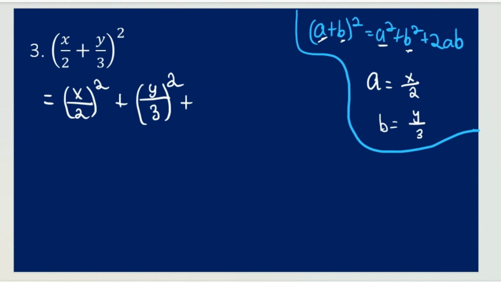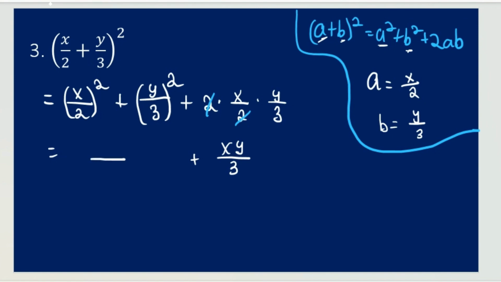Now to substitute. Here there's a 2 times, so a is going to be x over 2 times, then y over 3 is going to be b. And now just multiply, so cross the 2 off. For the last term, we should be getting xy over 3.